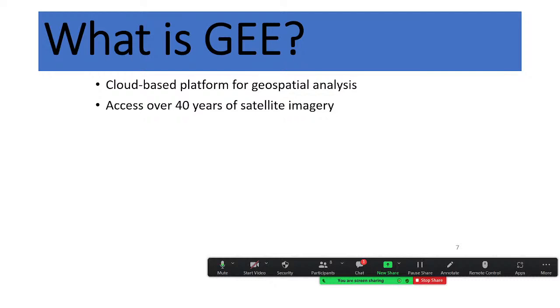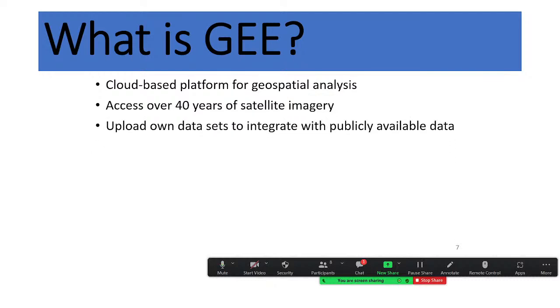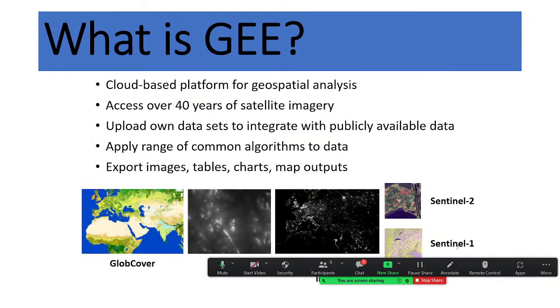Then if you have your own raster image or vector data, you can easily upload your own data set in the Google Earth Engine platform and work with it. That is also possible here. Then you can apply different types of algorithms to your data, and you can also see the result easily. And finally, you can easily export this map. If you want, you can export the table. If you want, you can export the chart, map outputs, everything we can do in the Google Earth Engine platform.